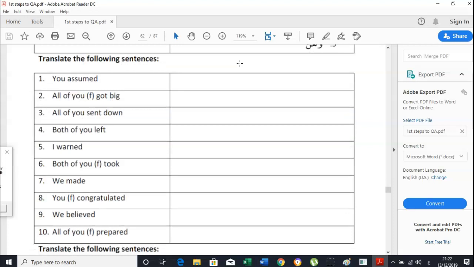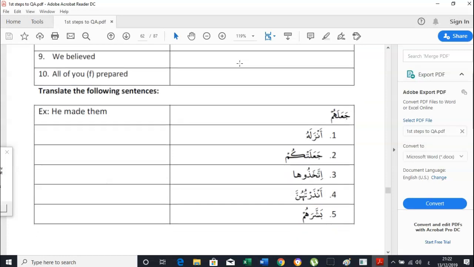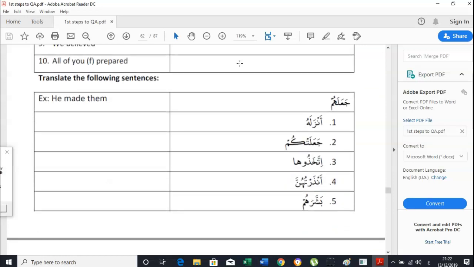Okay, so go back to the list of words, anzala and so on. Then translate them with the fi'l, with the attached pronouns. So جعلهم. Remember the process. Identify the attached pronoun, ignore it. Translate the fi'l first, and then you add the attached pronoun, and then put it together. Remember, fi'l first always, and then attached pronouns.